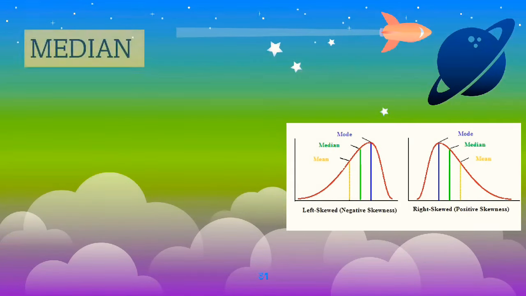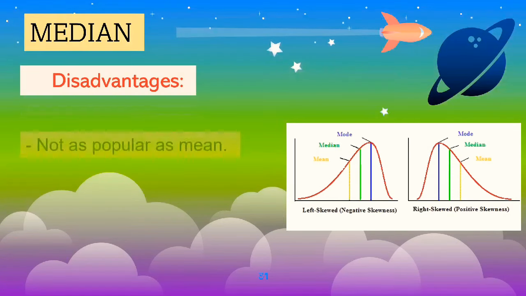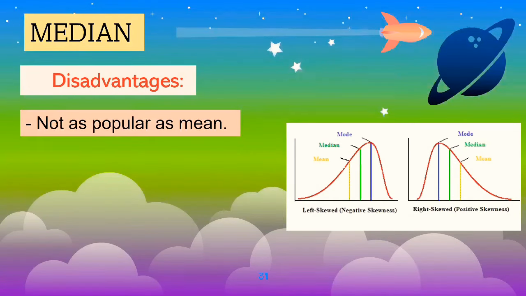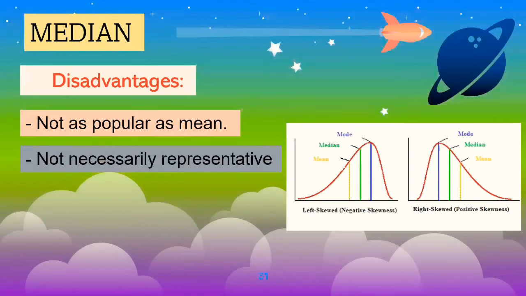In the case of its disadvantages, one of these is that it's not as popular as the mean, as we all know, and it is not necessarily representative.